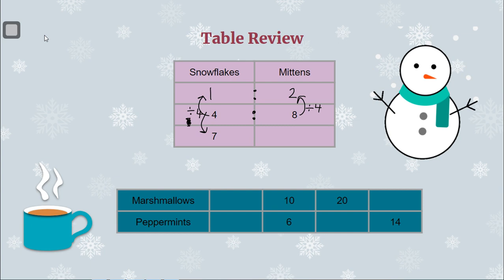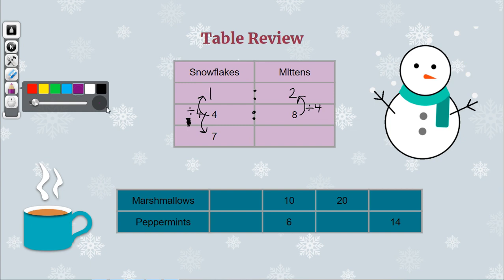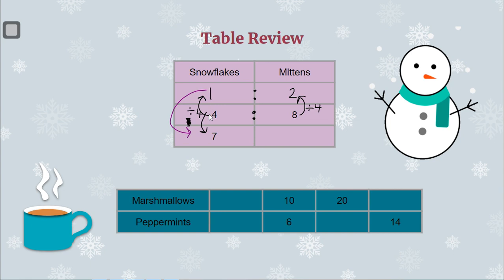Now that we know the simplified ratio, it's going to be a lot easier to make the jump from 1 to 7. So you have to find a path that you can easily multiply to get there.